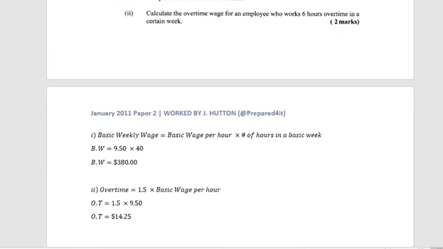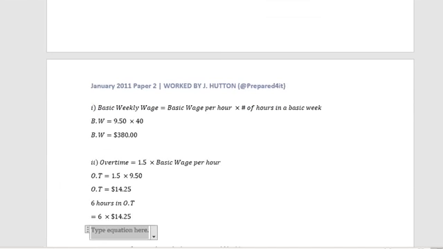So therefore for anyone who works 6 hours in overtime, which is what the question has asked us, they will be paid 6 hours in overtime will be equal to 6 multiplied by the overtime rate of $14.25 per hour, and that will give me $85.50. So should someone work 6 hours in overtime, they will get $85.50.